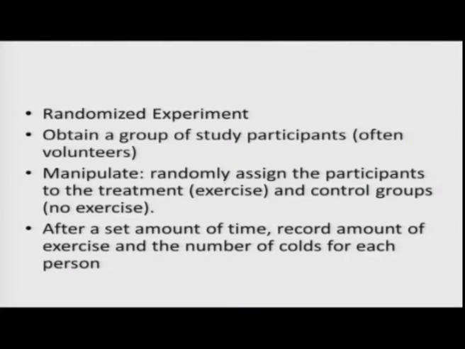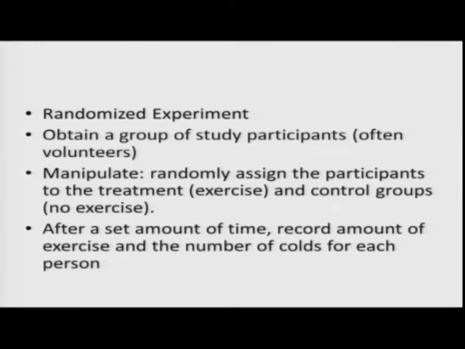Next is called randomized experiment. So, what happens here is you have a group of participants, often volunteers, and then you manipulate one of the variables. What we call here is control group and experimental group. So, you again have two groups. With one group you manipulate, with another group you do not. After a set amount of time you record data and then you compare.